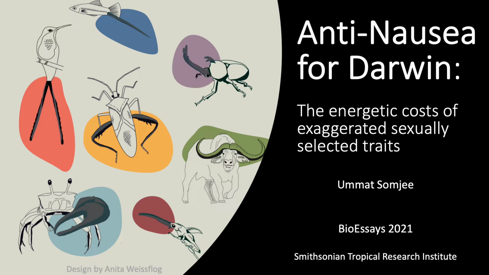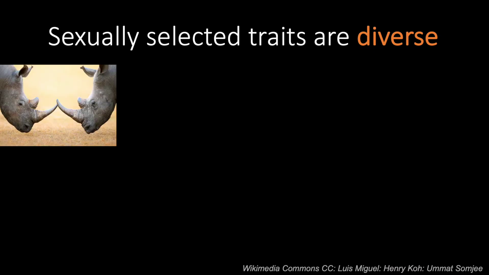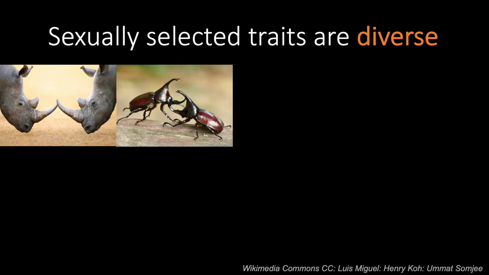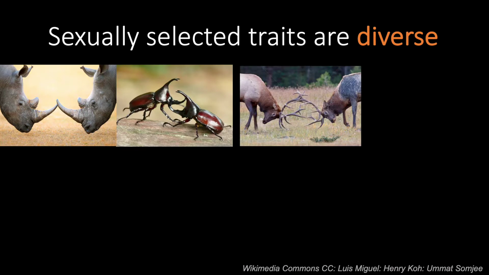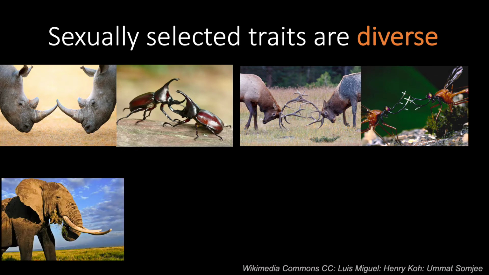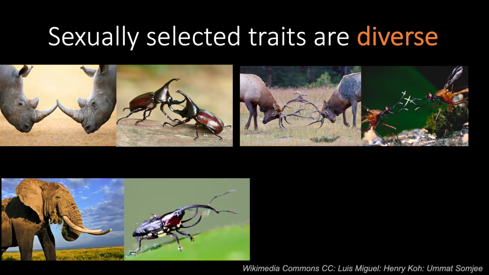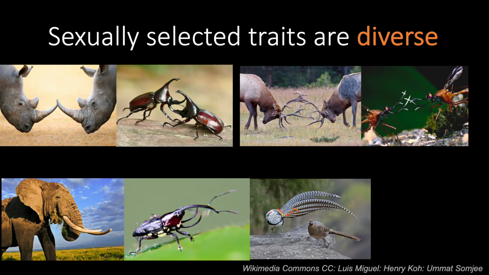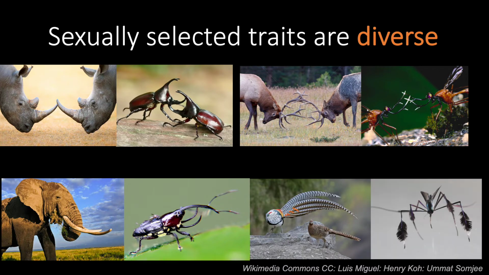Sexual selection drives the evolution of a dizzying diversity of traits, from the horns of rhinos to the horns of horned beetles, from the antlers of elk to the tiny antlers of antlered flies, from the massive tusks of elephants to the miniature tusks of tusked weevils, from the ornamented plumage of many birds, and even the feather-like ornaments of canopy-dwelling mosquitoes.